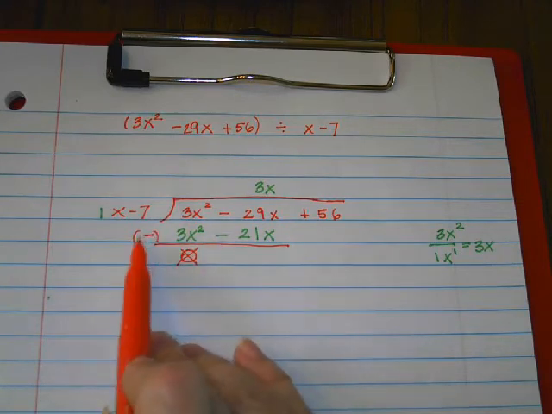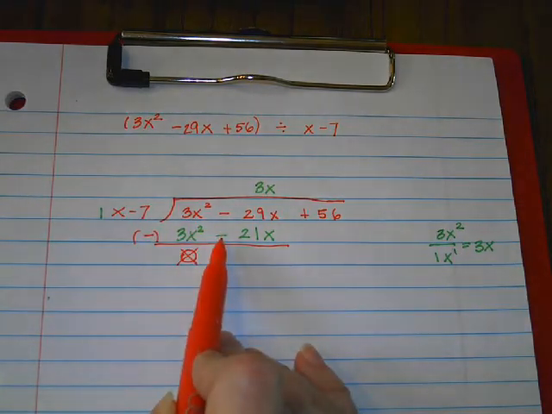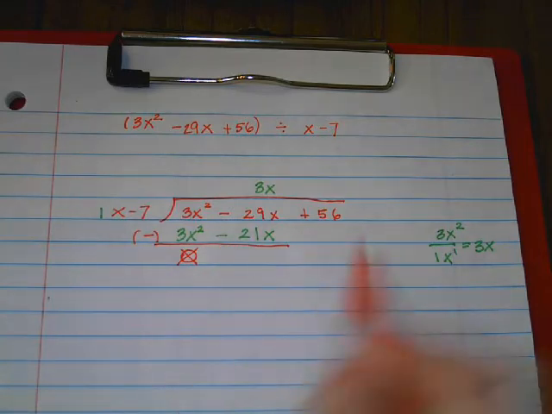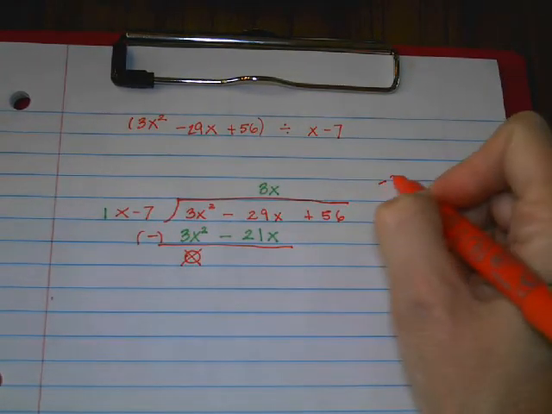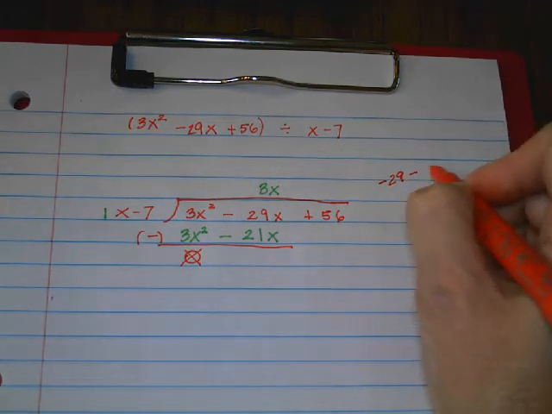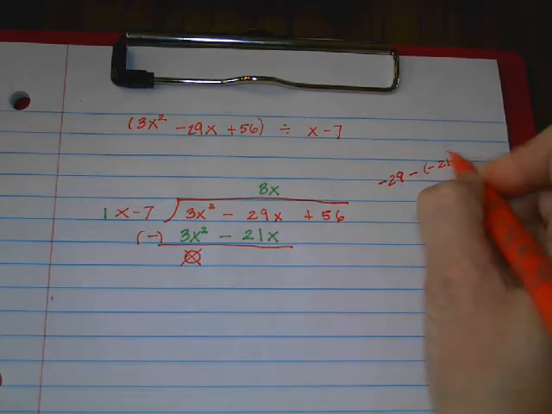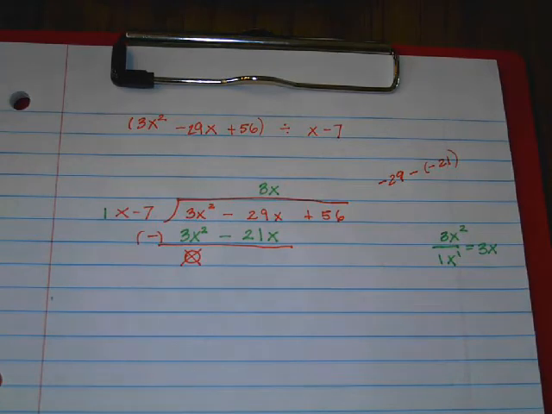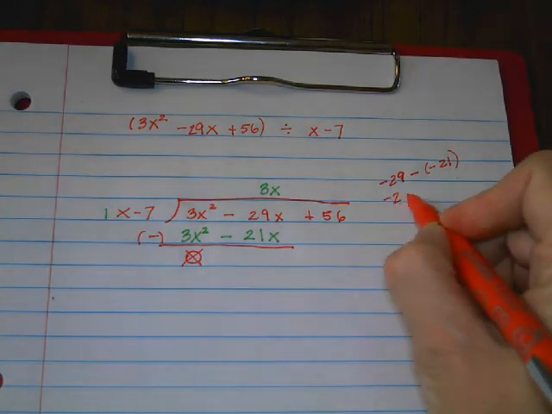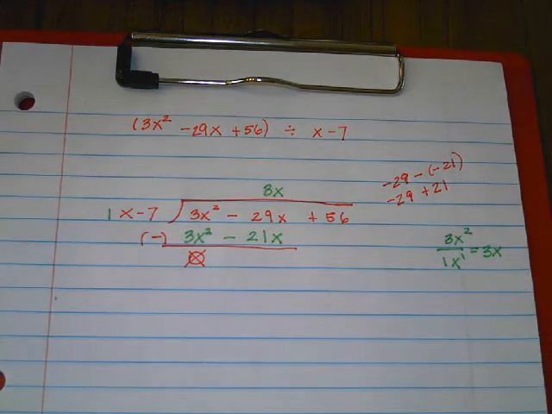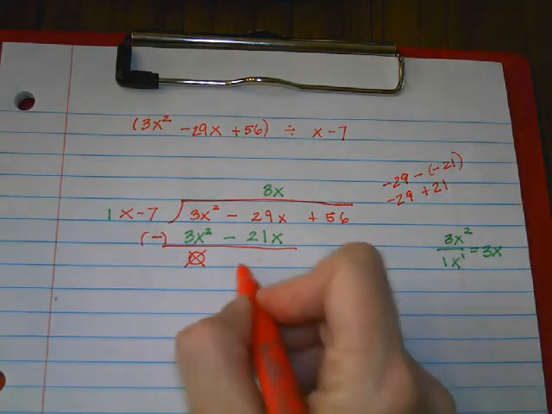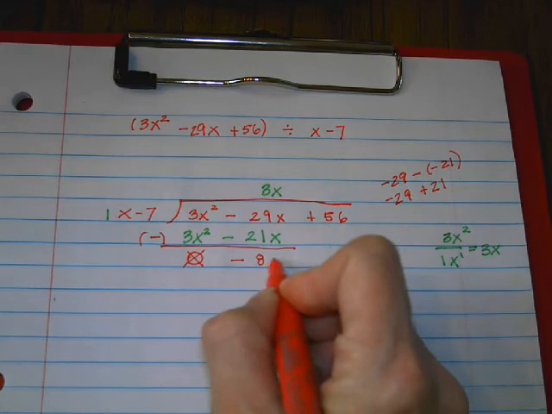So remember, the minus makes a plus. So this is the same thing as saying negative 29 minus a negative 21. That's literally what we're doing. So remember that minus is making a positive. So it's like negative 29 plus 21, which is a negative 8x.